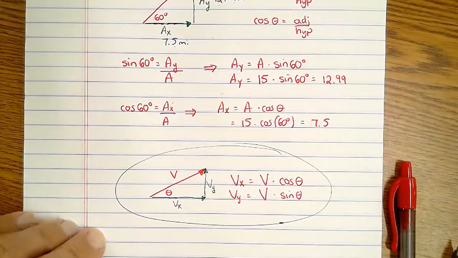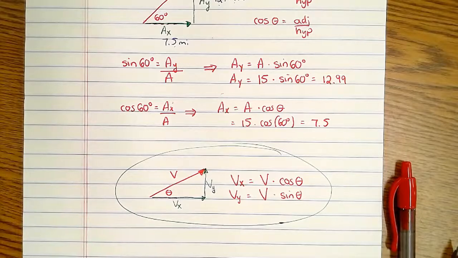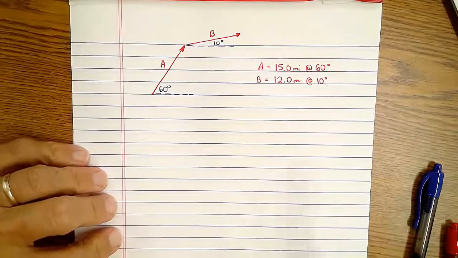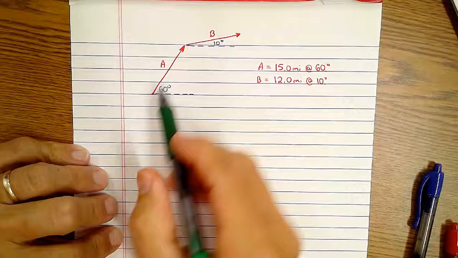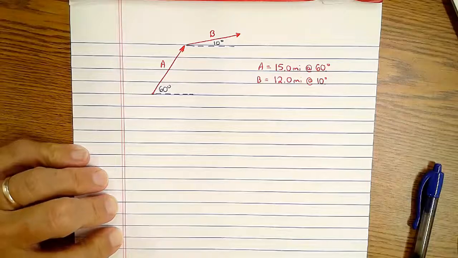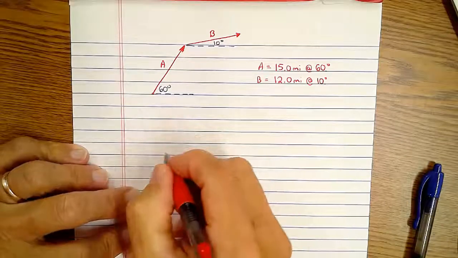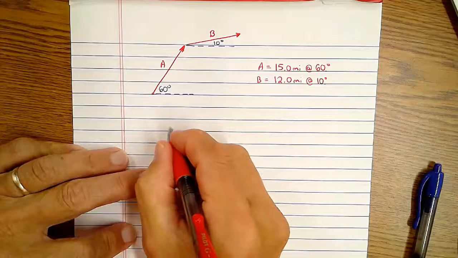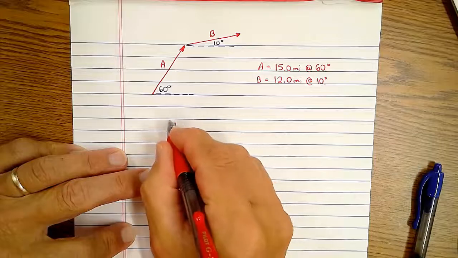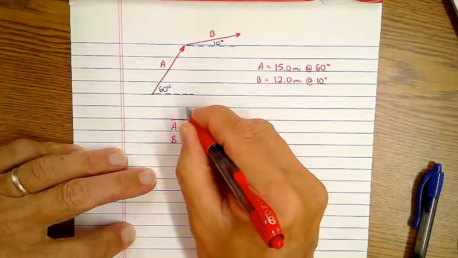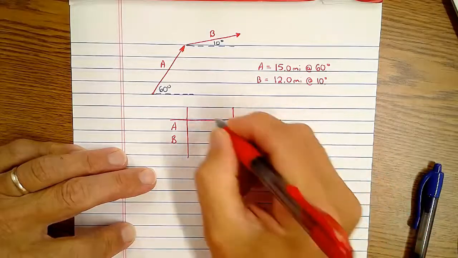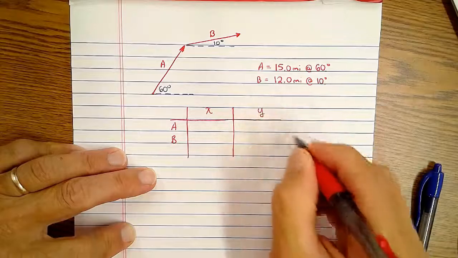All right, so let's go back to what we've got. So here's the problem we want to solve. I've got two vectors, and I'm going to add them. Vector A is 15 miles at 60 degrees, and vector B is 12 miles at 10 degrees. So the easiest way to do this is to break it into components. So I'm going to make a little table of the components. I've got vector A and vector B, and I want to find the components of those vectors in the x direction and the y direction.